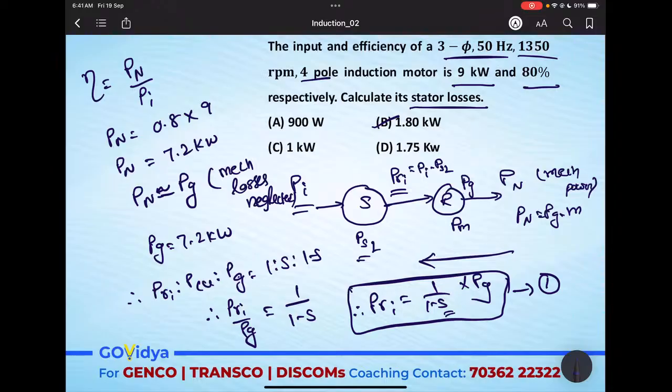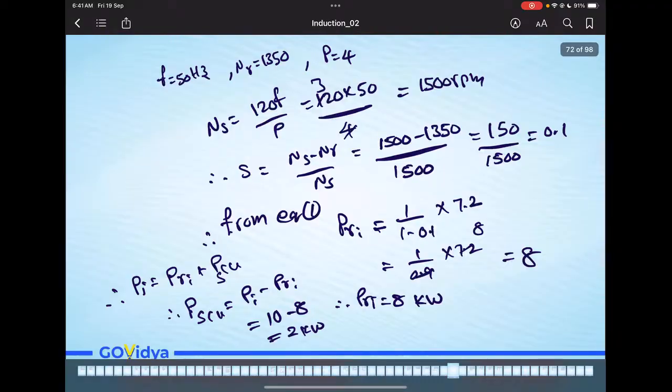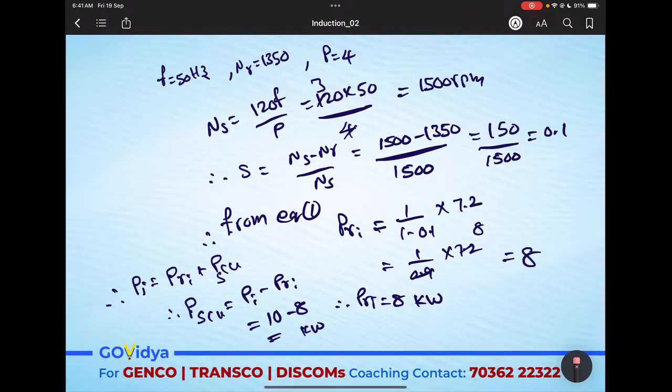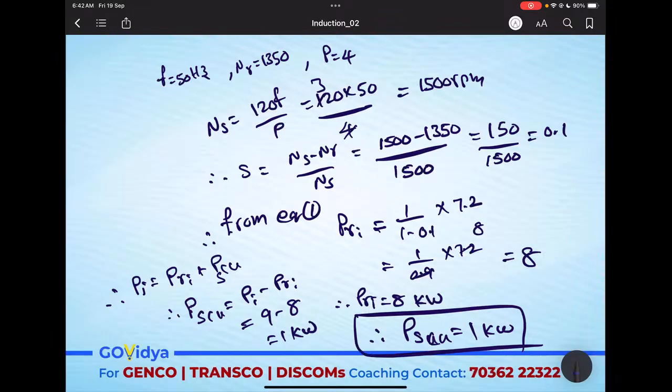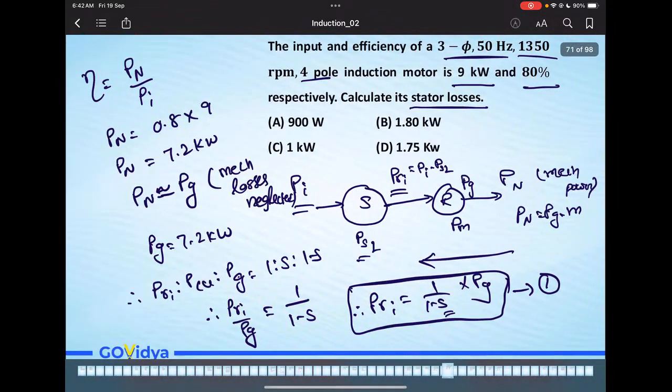Oh sorry, the given input power is 9, so we got 8, it will be 1 kilowatt. Therefore stator copper losses will be 1 kilowatt. So our option will be C. Is it clear?